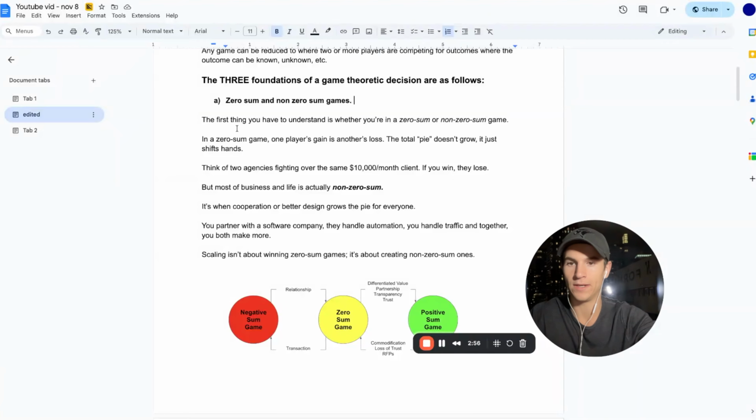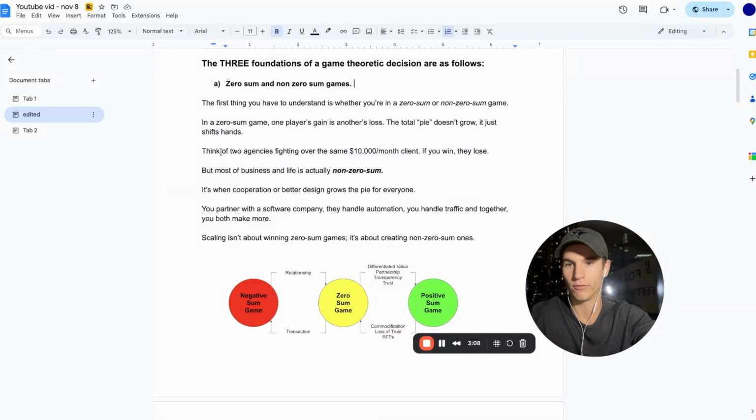Basically, a zero-sum game is where you lose something, another person gains it, and vice versa, or you win something and the other person loses, right? For example, two agencies fighting over the same $10,000 a month client. If you win, they lose. Okay, most of business life is actually non-zero-sum.